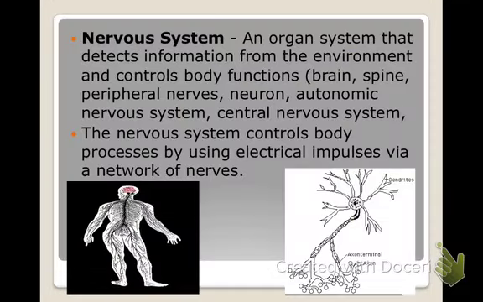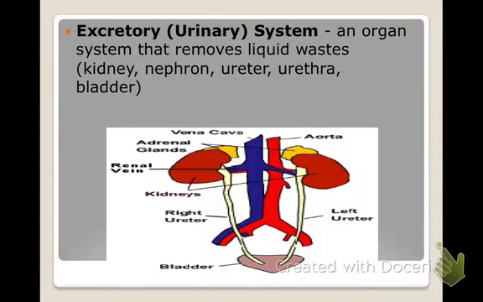Okay, let's move on to our next system, the excretory system. So I told you that poop is equal to the digestive system. Your excretory system, or your urinary system, is equal to urine. So, well, urine equals cellular waste.